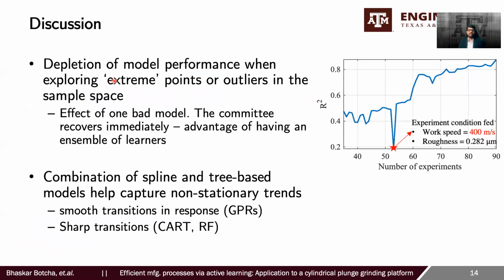And some more discussion. So we have included some outlier data points into this data set to see how the models perform when there are extreme points. So here we have included a work speed of 400 meter per second, which is outside the design space. And the effect of one bad model plunges this R square value much below. But we can see that as there is a committee of learners, the model immediately picks up and the R square is on its normal trajectory. So this is one of the benefits of using learning with a committee. And the combination of spline and tree based models also helps capture the non-stationary trends.